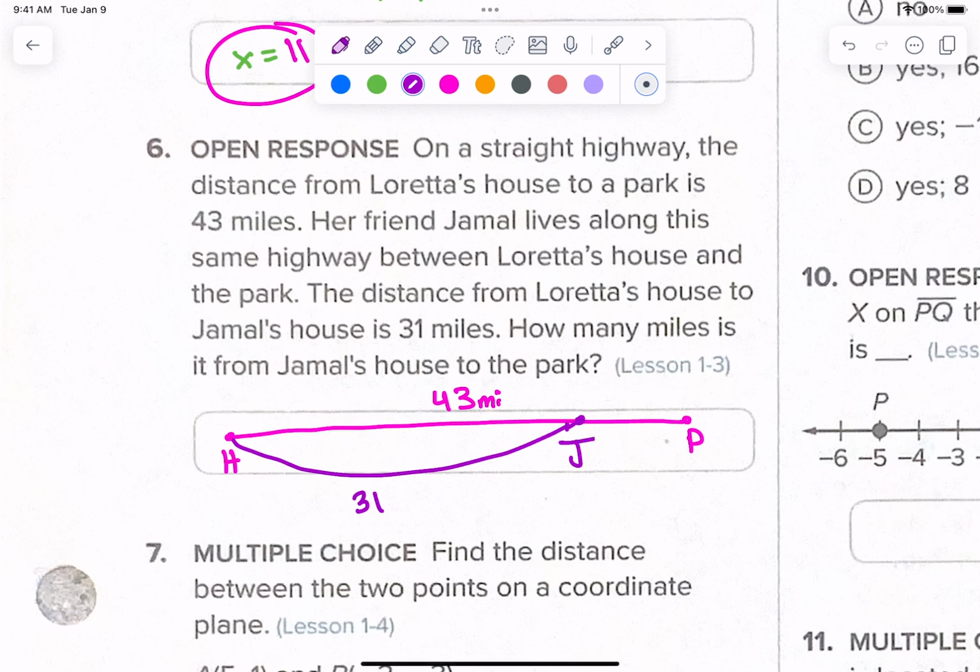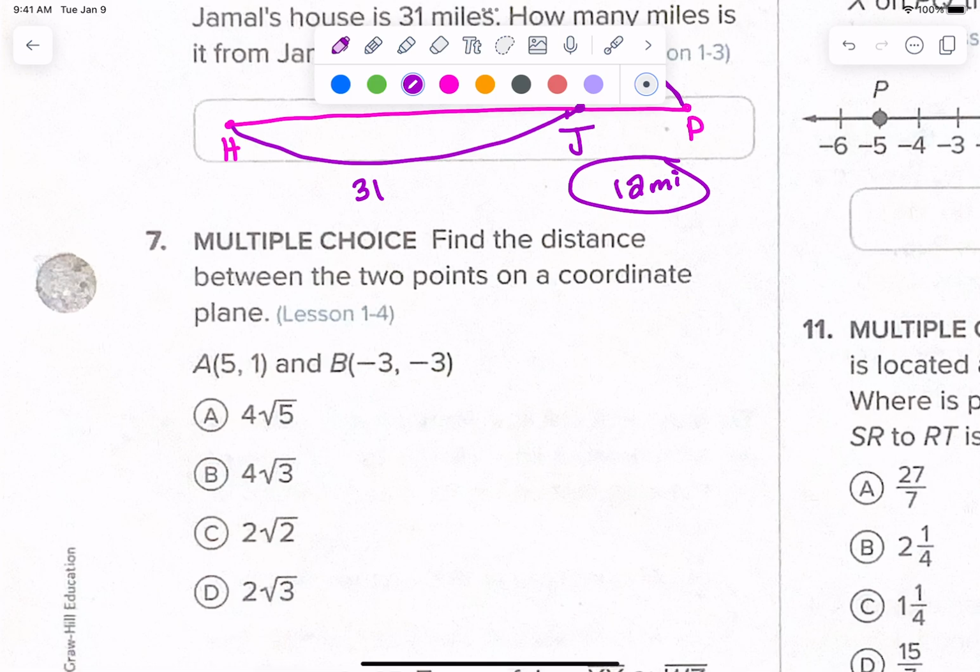So this is Jamal. They ask, how many miles is it from Jamal's house to the park? Isn't that an easy problem? Yeah, but they didn't draw a picture, so that's the problem. 43 minus 31, 12 miles. That's a really easy problem, but draw the dang picture and you'll get it, okay? Good? All right, number 7, find the distance between 2 points.